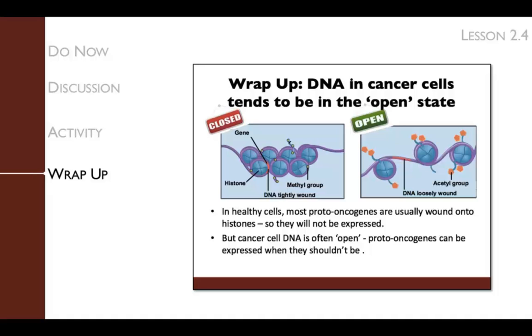Healthy cells switch gene expression off by attaching methyl groups to areas of DNA so that it is tightly coiled on the histones and inaccessible to transcription factors. But in cancer cells, the overall epigenetic state of DNA is more open, which makes genes more accessible to transcription factors. Students should think about what happens if the gene exposed is a proto-oncogene.